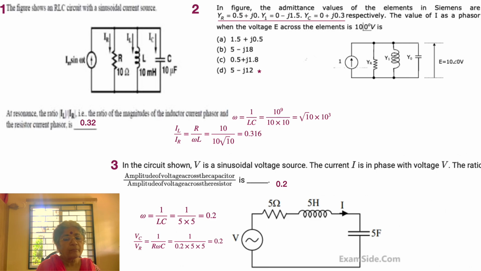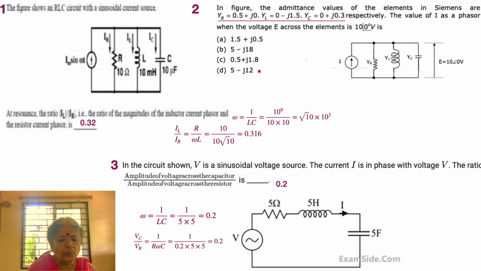minus j12. Or in other words, the resistance creates the real part of the current, and the reactances together create the imaginary portion. We just multiplied and we got the answer as 5 minus j12. This is telling us that there is a negative angle, or in other words, the current lags the voltage. Why? Because the inductive reactance is larger.